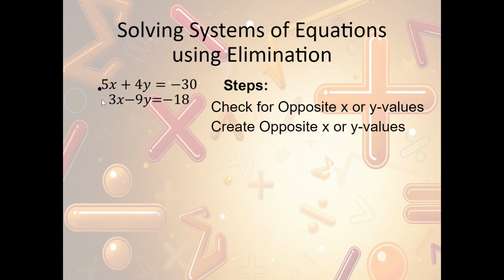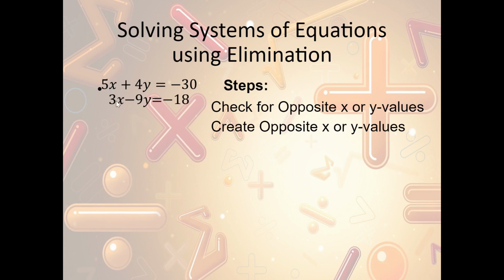Now on all the previous ones, one of the coefficients was a factor of one of the other coefficients. So we were able to just multiply one of the equations. Now what we should notice though is I can't multiply 3 by anything to get 5. And I can't multiply 4 by anything to get 9. So I'm actually going to have to multiply both of the equations now.